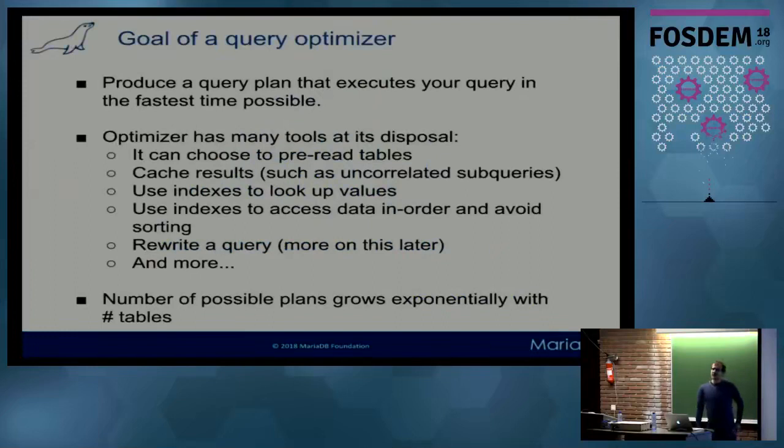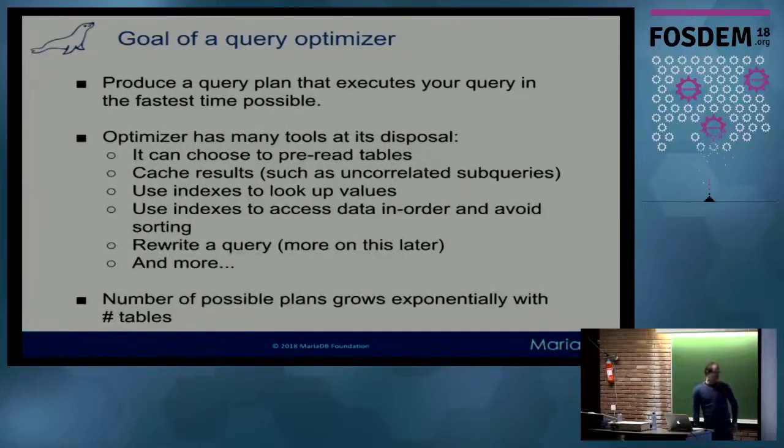So first of all, what is the goal of the query optimizer? Given a certain SQL query, we want the fastest time possible when executing it. And we have different tools to do that. We can choose to either cache some data before we actually compute the full result. We can do some index lookups and get that data faster this way. Or we can try to rewrite your query in a more efficient manner so that we can query it faster.